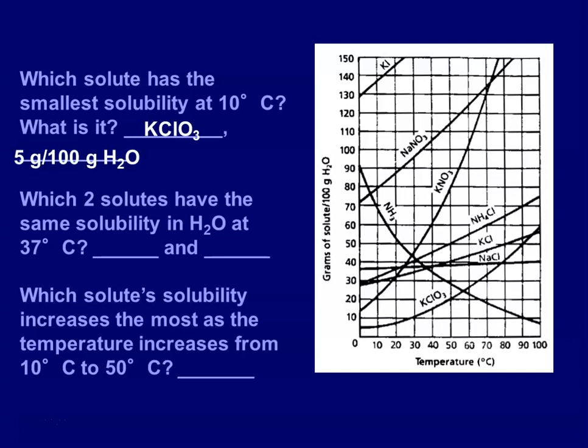Which two have the same solubility in water at 37 degrees? So I would go find 37 degrees Celsius, and I want to move up to where I see two curves overlap. And it looks like that happens at NH3 and KCl. NaCl looks just slightly above those. And then finally, which one has the greatest solubility increase as we move from 10 to 50 degrees? So which one has the steepest slope? And that one would be KNO3.